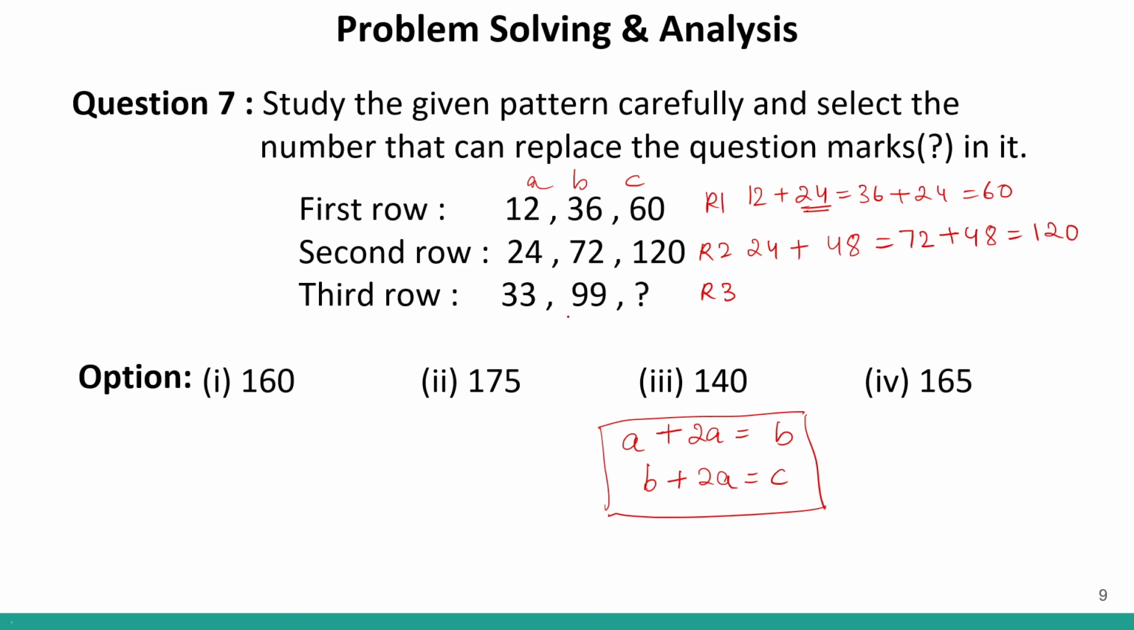If I look at row 3, 12 into 2 was 24. Similarly, 24 into 2 was 48. And similarly, 33 into 2 will be 66. Correct? So 33 plus 66 will give me 99. Plus again 66, so 99 plus 66 will give me 165. So my answer will be option number 4, 165. This will be my correct answer.